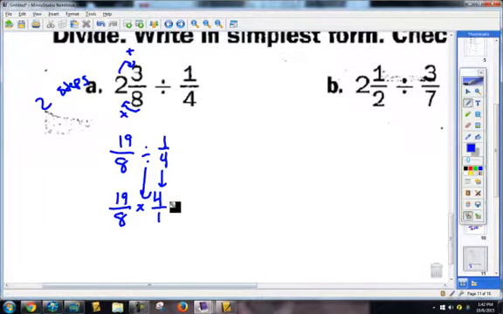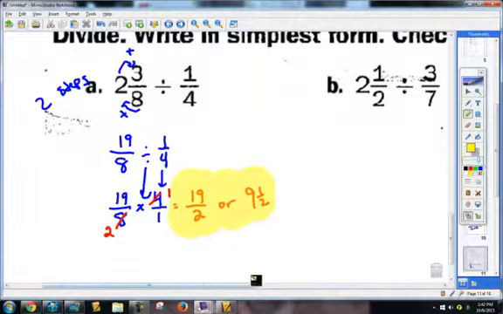Okay? Cross simplifying, I look and I go, okay, 4 and 8. Yep, they both have a common 4. So I'm going to divide both numbers by 4. And now I get 19/2 or 9.5. Okay? I would expect you to do both, the mixed number and the improper.